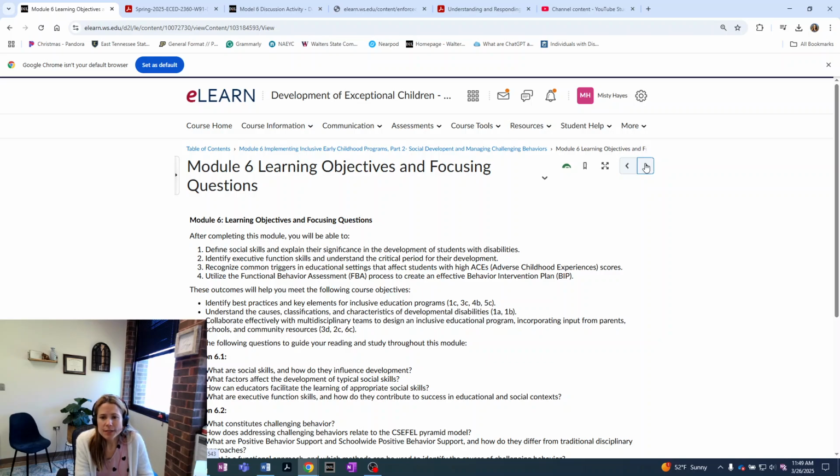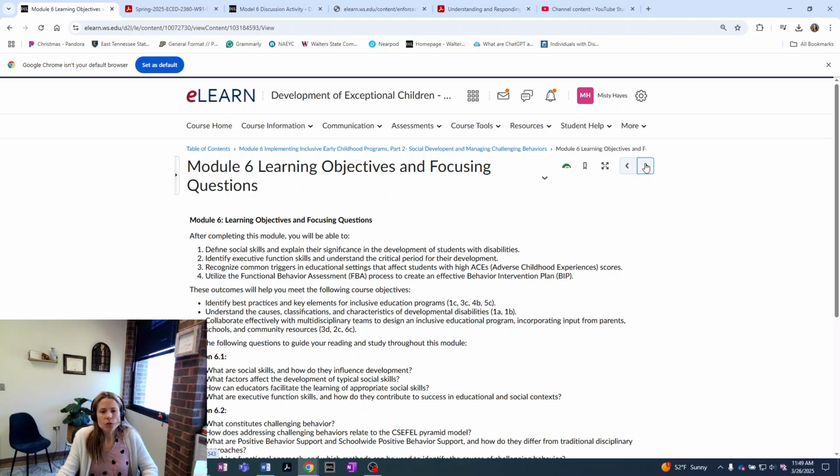And looking at their educational settings, looking at what we call ACEs, which is adverse childhood experiences, and how this affects their behavior. And then also, you should be able to utilize the functional behavior assessment process. That way you can create an effective behavior plan, a behavior intervention plan.